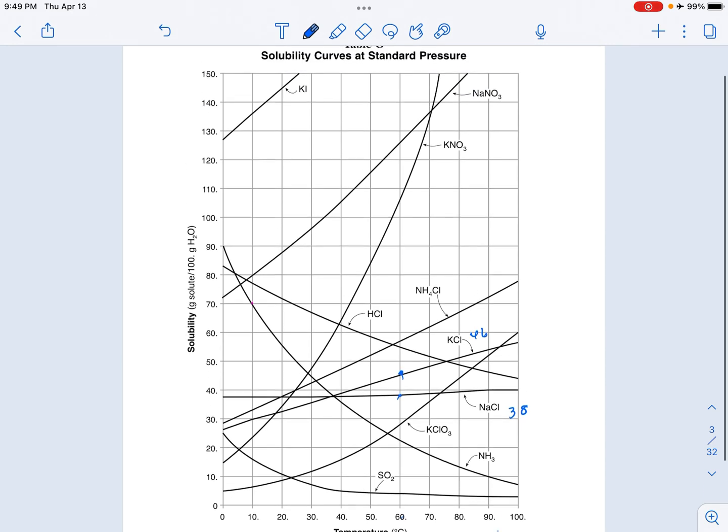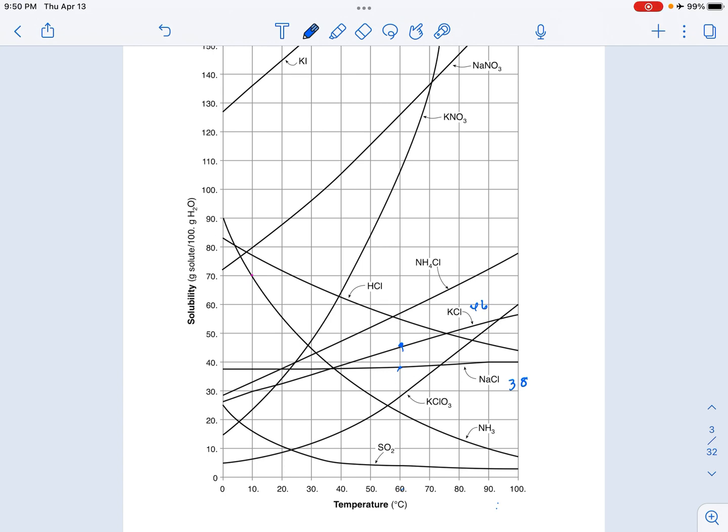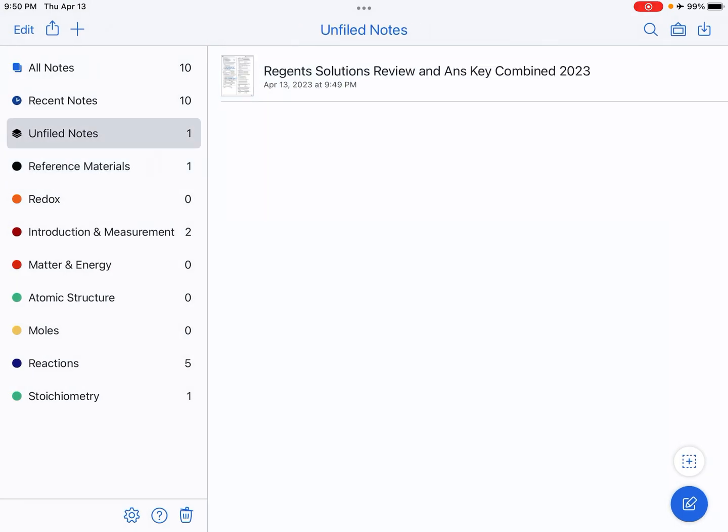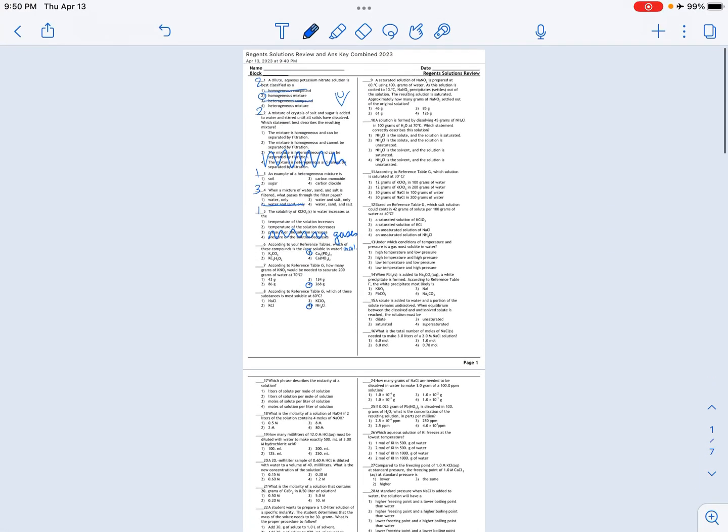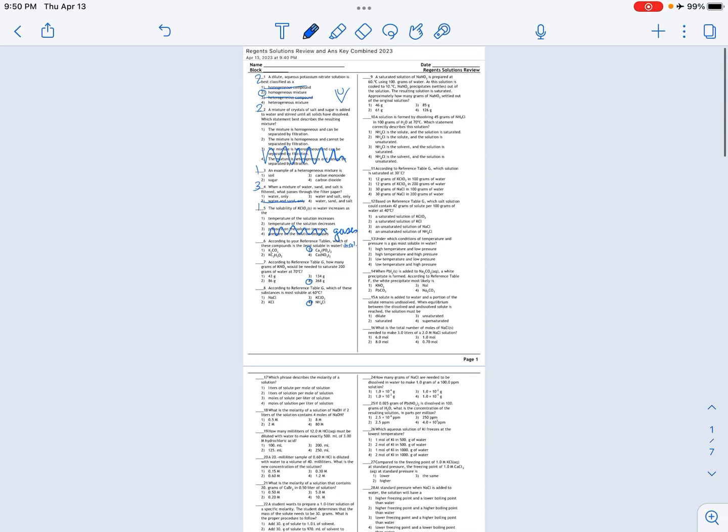KClO3 can hold 29. NH4Cl can hold 58. So it looks like NH4Cl for the win. Because it's high, it can hold the most grams of solute.